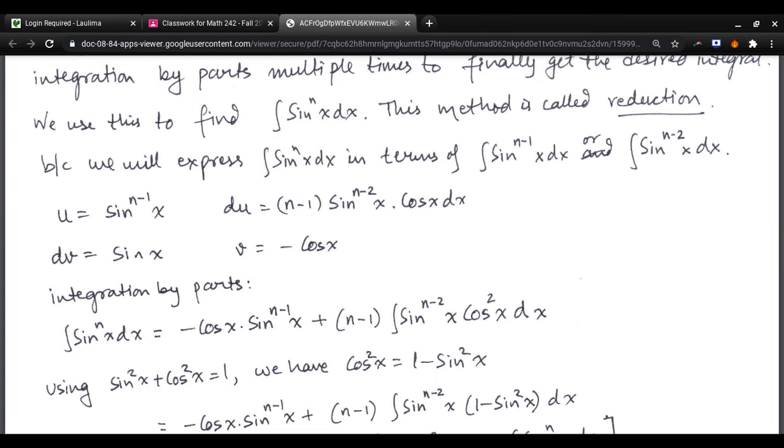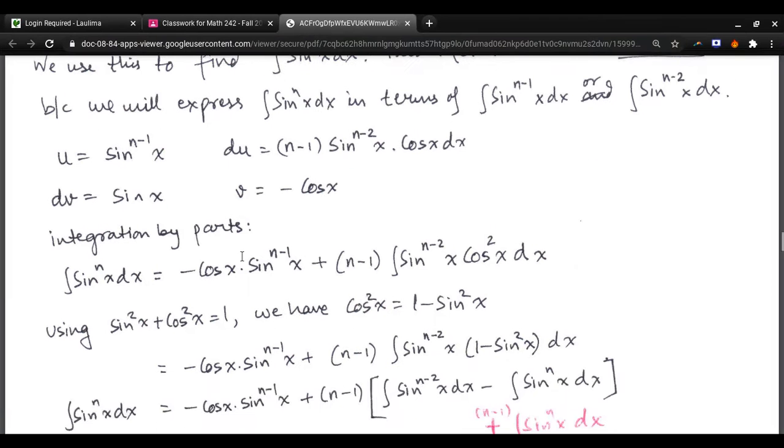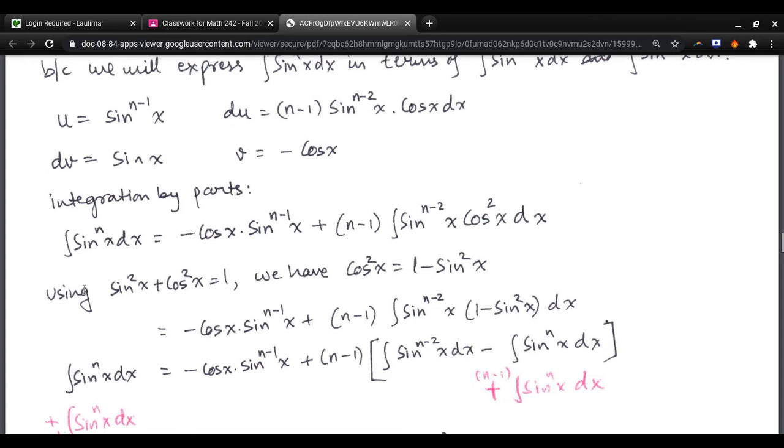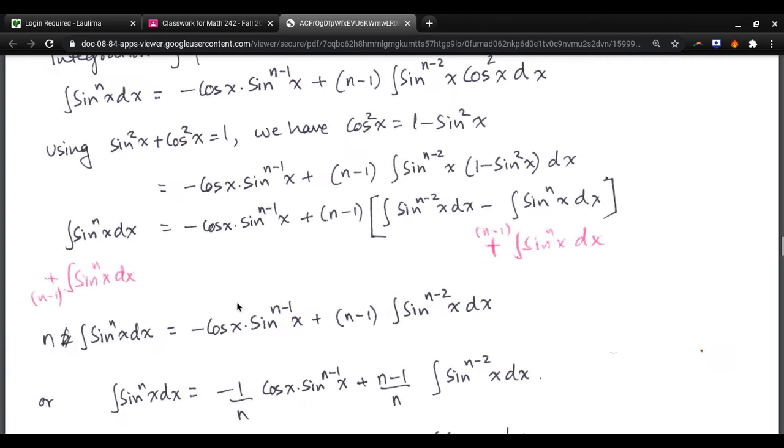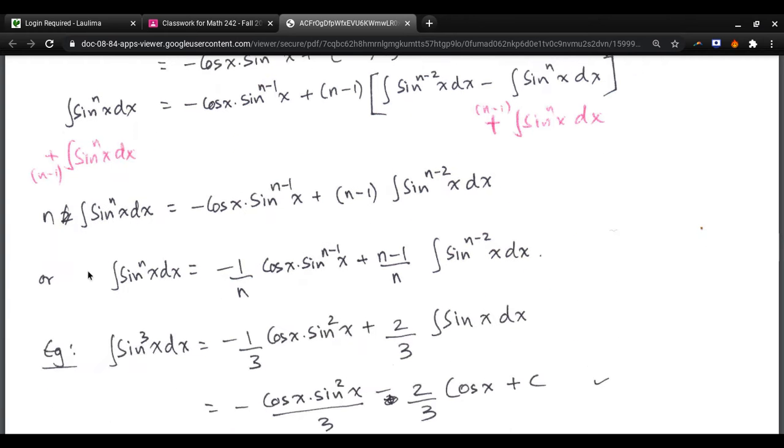So I rewrite sine to the n of x as sine to the n minus 1 of x times sine x, and I choose u to be sine to the n minus 1 of x. I get du. I choose dv to be sine x, and v is negative cosine x. Integrating by parts gives me this particular expression. Now a trig identity we know is sine squared plus cosine squared is 1. So I can replace this cosine squared here by 1 minus sine squared, and then I do the math, and I end up with this expression right here.